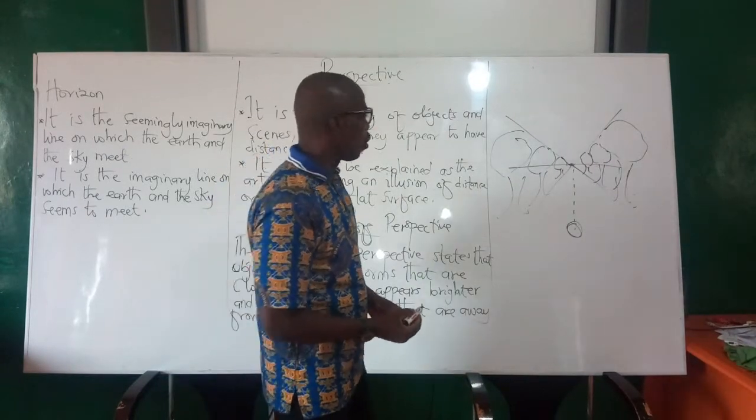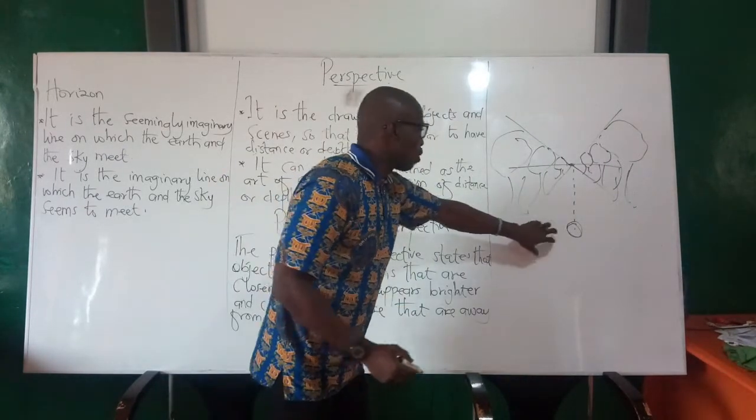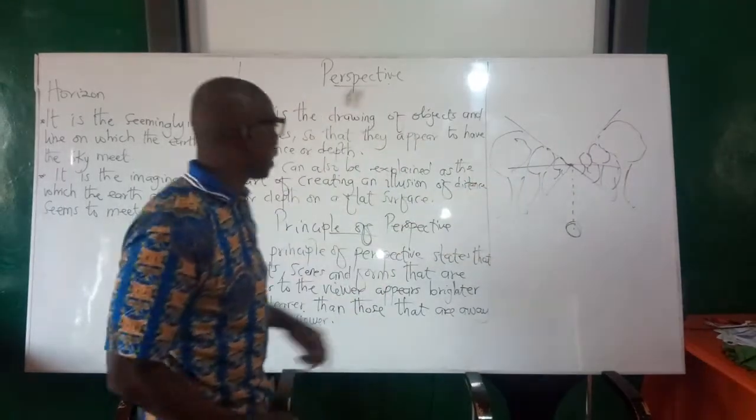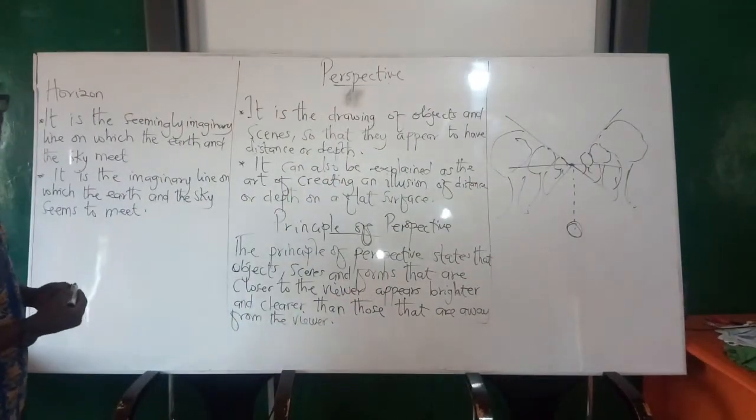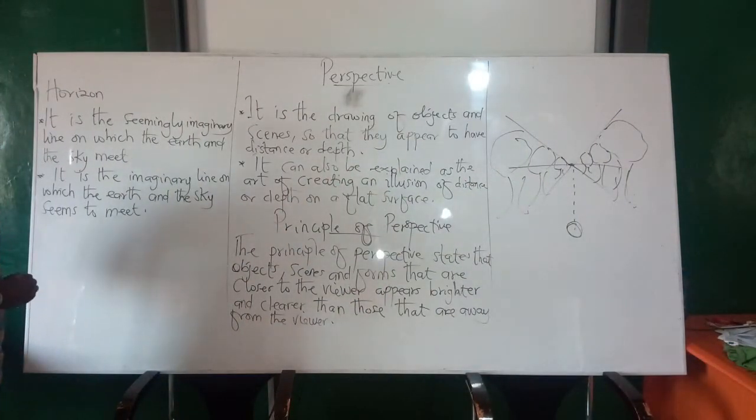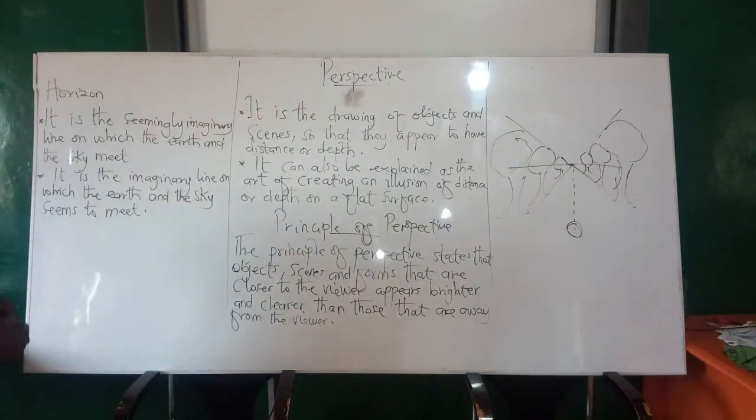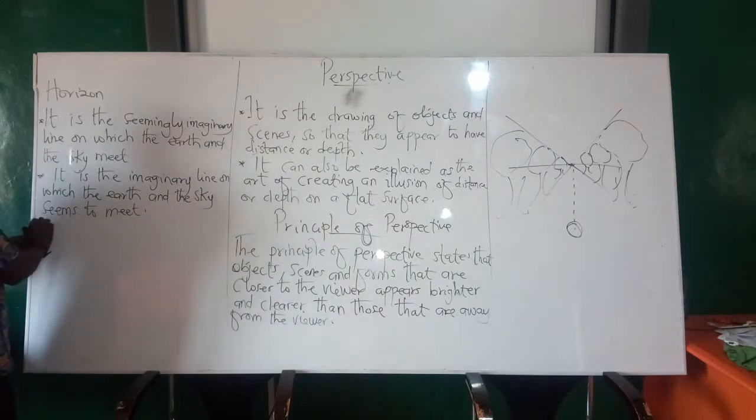We are going to use this particular diagram to define another point. So horizon is the seemingly imaginary line on which the earth and the sky meet. Now let's look at the second one, vanishing point.